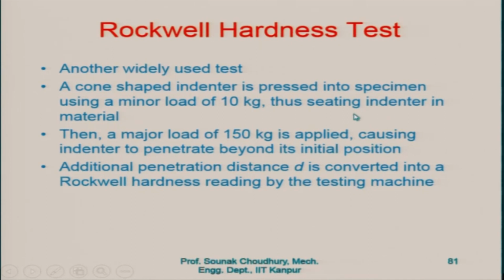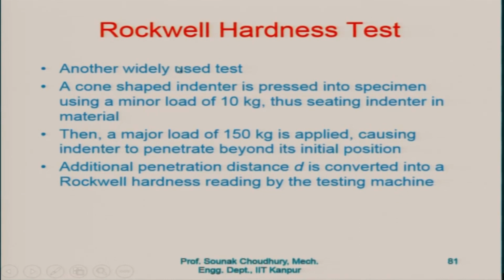Thus, the indenter is seated in the material. Then a major load of 150 kilogram is applied. So, first we put the minor load so that there is a small indentation, so that the indenter could sit in the material, and then a major load of 150 kilogram is applied on the same indenter, causing the indenter to penetrate beyond its initial value. The additional penetration distance d is converted into a Rockwell hardness reading by the testing machine.